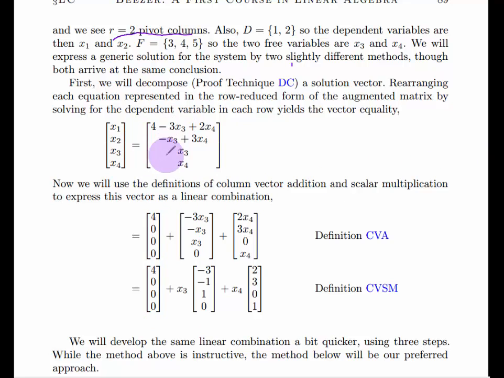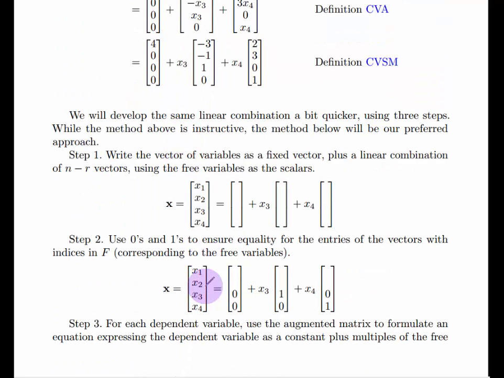Here, I got rid of the junk so that you can see it. This solution is expressed in terms of the variables x3 and x4. So we know that we're going to have a solution that's expressed in terms of the variables x3 and x4. We're going to have a combination of vectors. Now, these vectors all have 4 components.